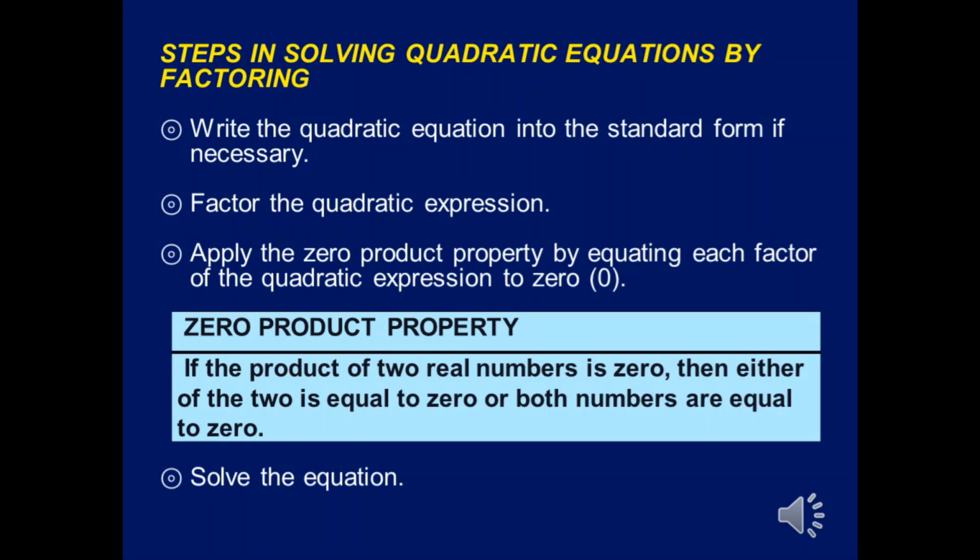Step number 3 is to apply the zero product property by equating each factor of the quadratic equation to 0. The zero product property states that if the product of two real numbers is 0, then either of the two is equal to 0 or both numbers are equal to 0. And thus, you solve the equation.